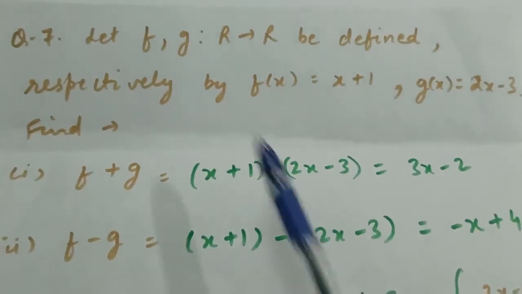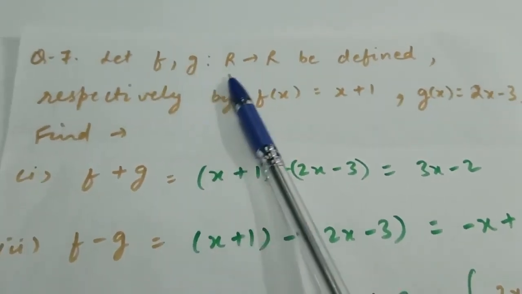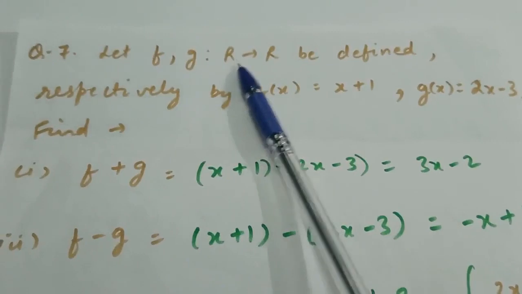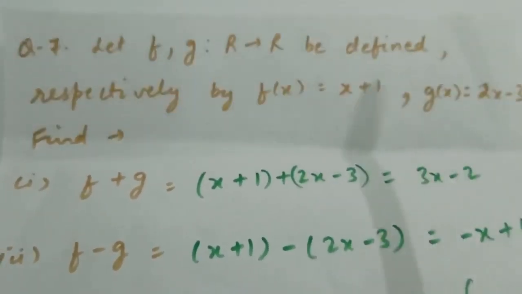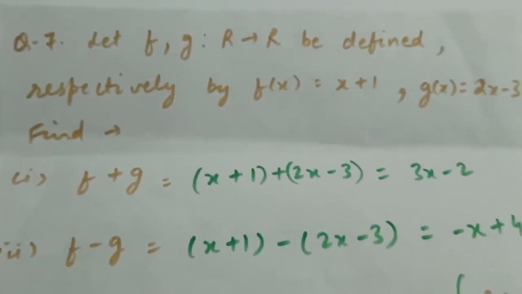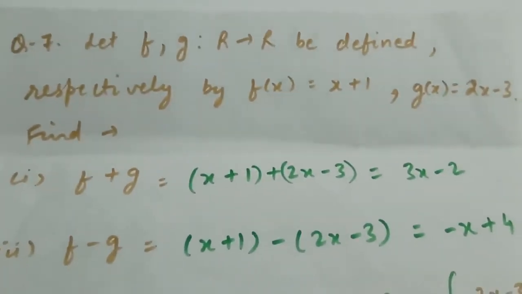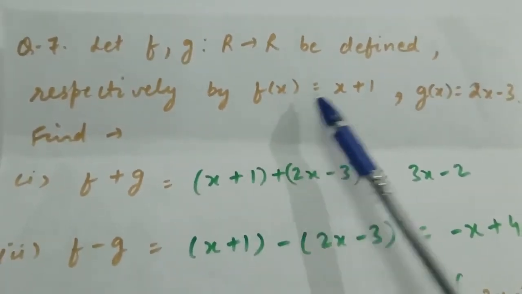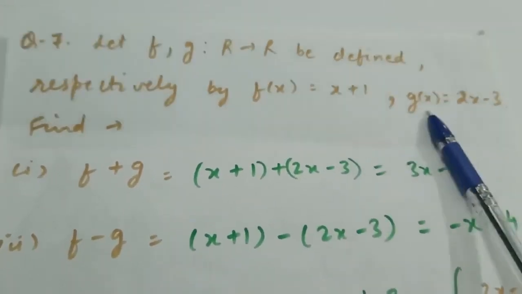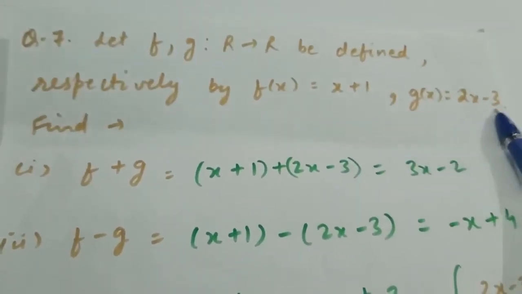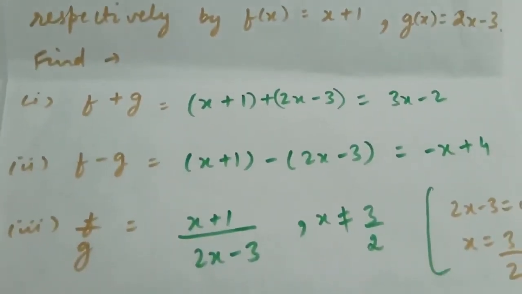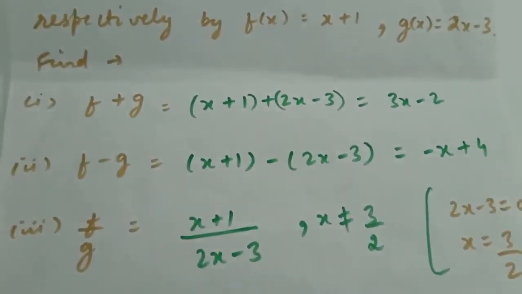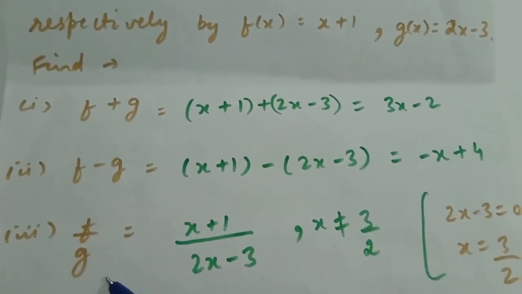Question number 7. Let f and g be the functions from R to R, where R is the set of real numbers, defined respectively by f(x) equals x plus 1 and g(x) equals 2x minus 3. We have to find the values of f plus g, f minus g and f upon g.